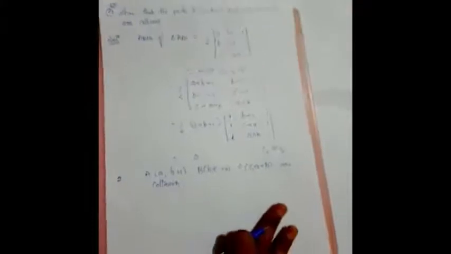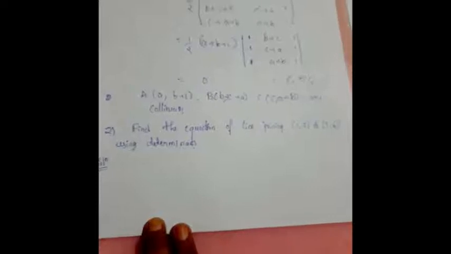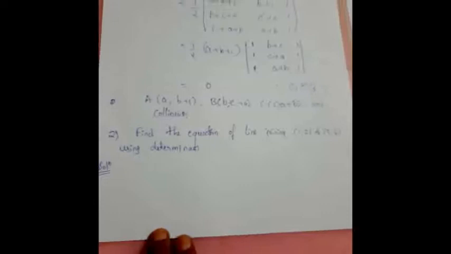Okay. Next question is: find the equation of a line joining these two points using determinant. See here, this question is very important for the 2 marks question. Again here, using determinants, how to find the equation of one particular line. See here, it's very simple.